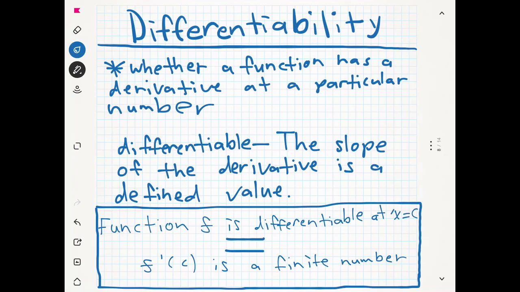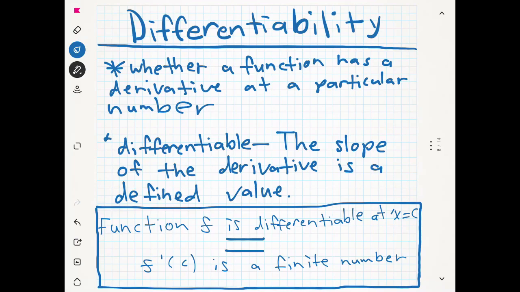So differentiable, I'm looking at down here. Differentiable, the slope of the derivative is a defined value. Function f is differentiable at x equals c, and c in this case is just representing a function value, if f prime of c is a finite number. So basically differentiability is just dealing with whether something actually has a derivative value, so if something actually has a slope of a tangent line, or an instantaneous rate of change at a specific point at a particular number.